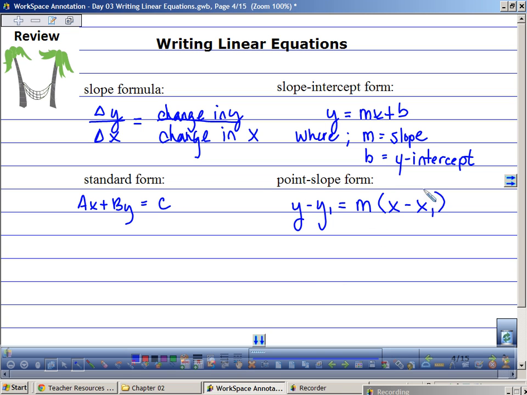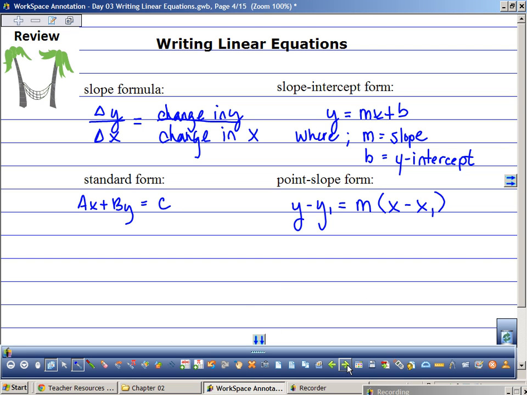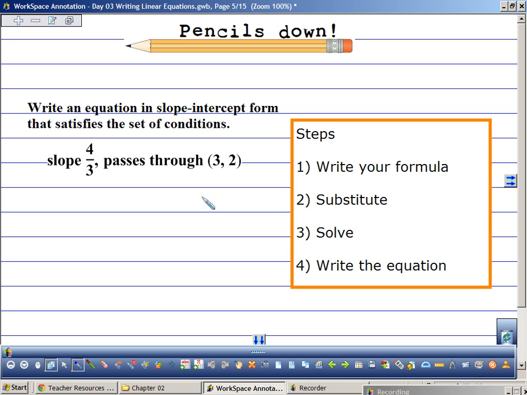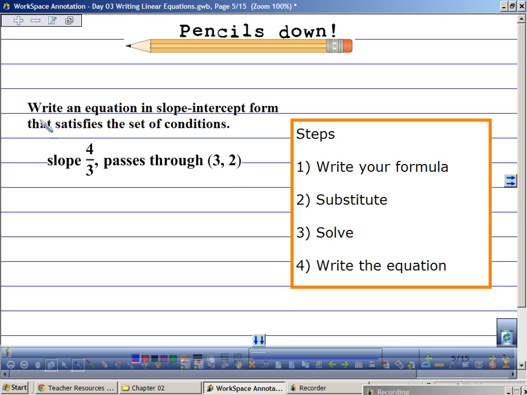This is the one I like over this one. I mean, I love slope-intercept form, but putting it in the slope-intercept form when you have a point and a slope is not fun. It's much easier to use the point-slope formula. That's why they give it to you. All right. Everybody ready? All right, pencils down. Let's do this. I'm going to do it just with one formula first, then I'm going to do it with another formula, and then I'm going to do them side by side. Okay? All right, so write an equation in slope-intercept form that satisfies a set of conditions.